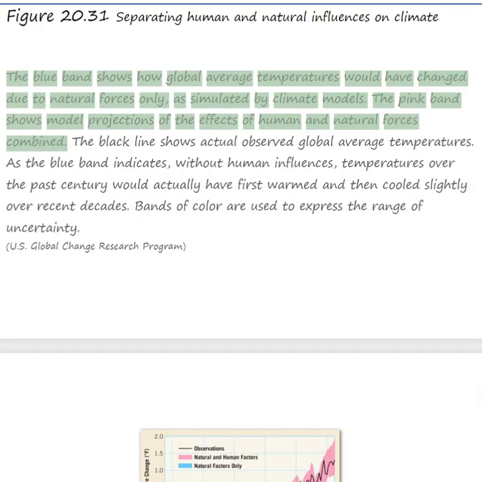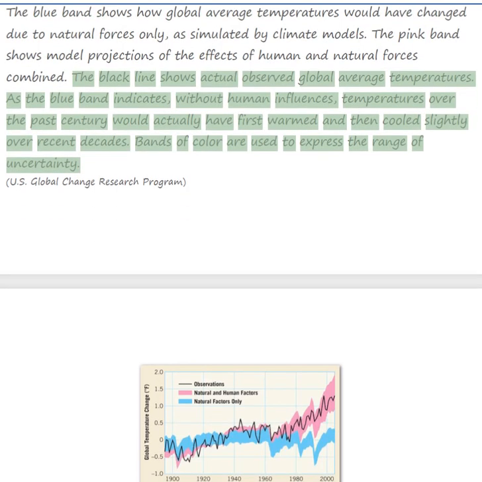The blue band shows how global average temperatures would have changed due to natural forces only, as simulated by climate models. The pink band shows model projections of the effects of human and natural forces combined. The black line shows actual observed global average temperatures. As the blue band indicates, without human influences, temperatures over the past century would actually have first warmed and then cooled slightly over recent decades. Bands of color are used to express the range of uncertainty.